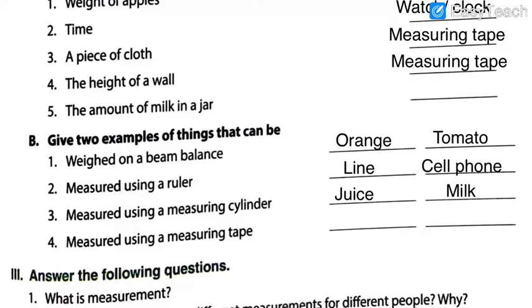You can write 2 examples of your own. And the last one, measured using a measuring tape. You know what a measuring tape is now. So your time starts now. 5, 4, 3, 2, 1 and 0. Okay, so measuring tape. You can measure the cloth. You can measure the height as well, or you can measure many things.